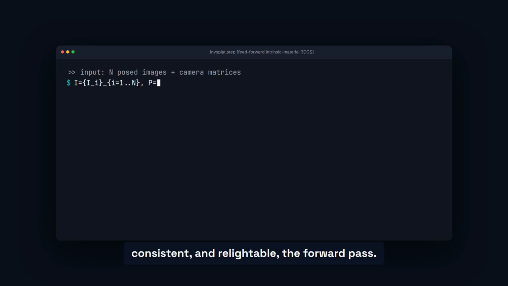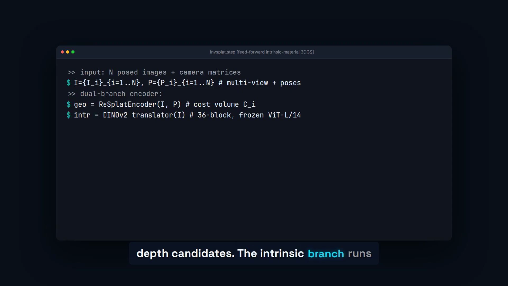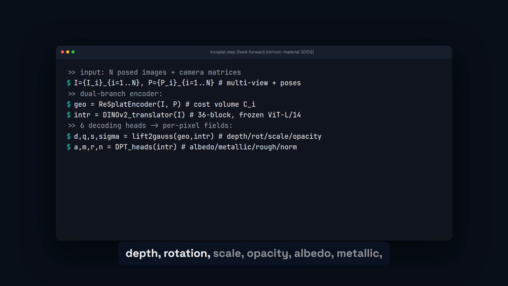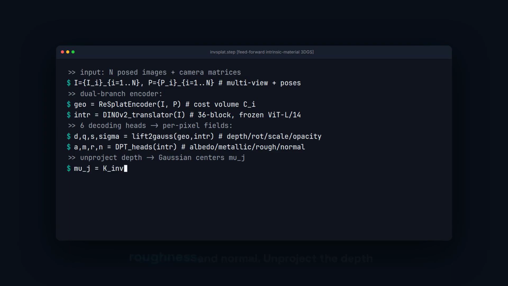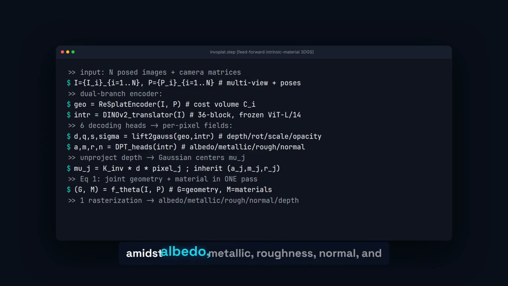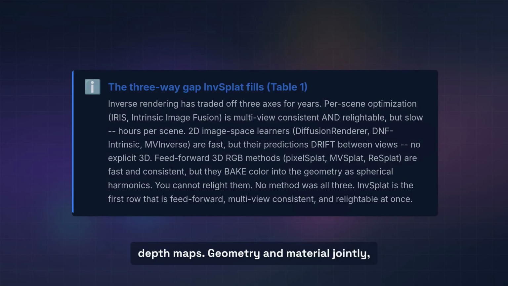The forward pass. Feed in N posed images and their camera matrices. The geometry branch, a ReSplat style encoder, builds a multi-view cost volume from depth candidates. The intrinsic branch runs frozen DINOv2 patches through a 36-block transformer that translates features across views. Six heads decode depth, rotation, scale, opacity, albedo, metallic, roughness, and normal. Unproject the depth to Gaussian centers, each point inheriting its pixel's material. One rasterization pass emits albedo, metallic, roughness, normal, and depth maps. Geometry and material, jointly, in one pass.